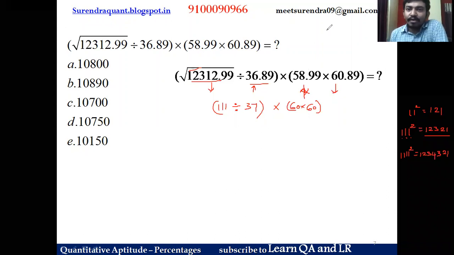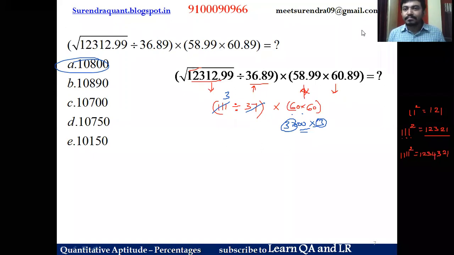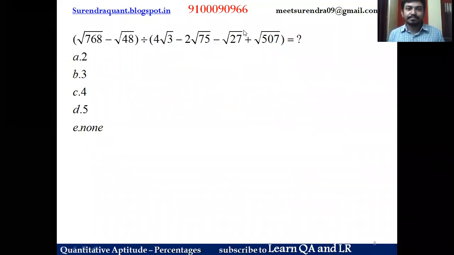Okay. Now, if you observe this division, guys, 37 goes 3 times, 60 is 3,600. So 3,600 into 3, so 36 times 3 is 108. 108 into 100, so 10,800 is the approximate answer for this. Let's go for the next question.